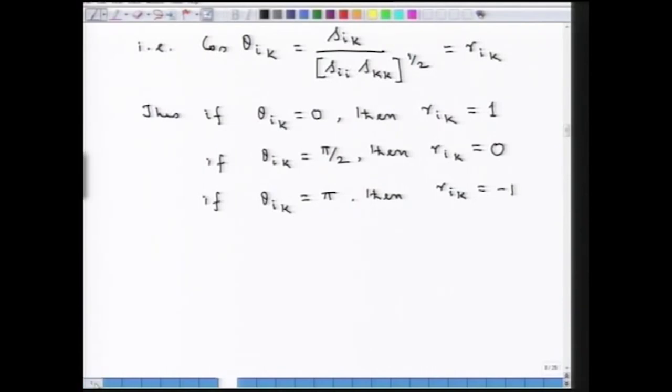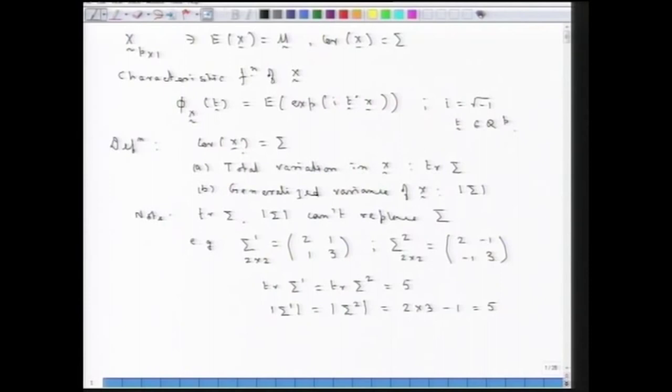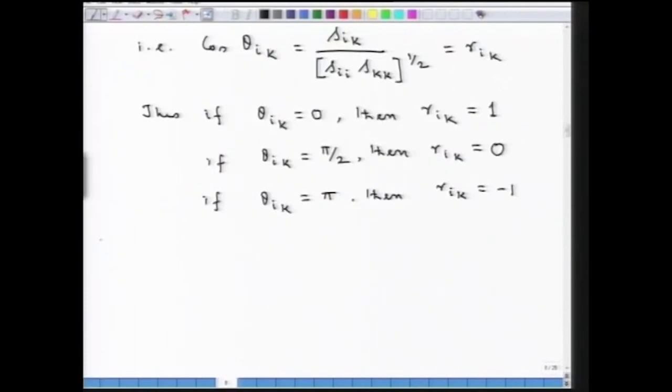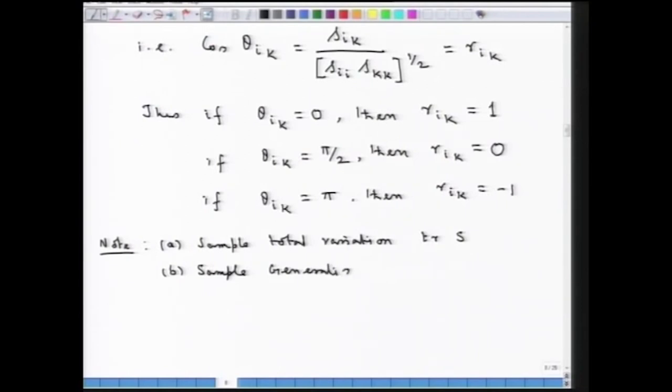Now, you remember that we had defined at the start two quantities associated with the covariance matrix sigma: the total variation in x given through the trace of the sigma matrix, and the generalized variance of x given by the determinant of the sigma matrix. Similar to that, one can also define the sample quantities. One can define the sample total variation as the trace of the S matrix, with either a divisor n or a divisor n minus 1, and the sample generalized variance as the determinant of the S matrix.